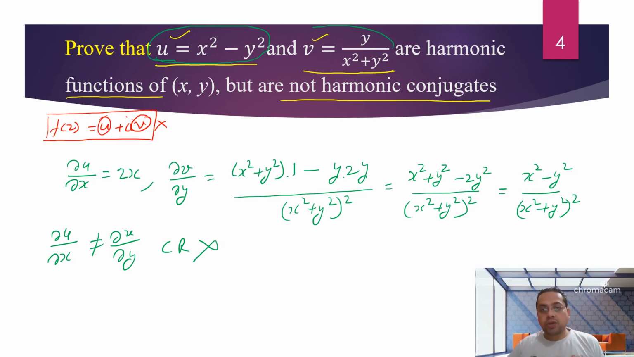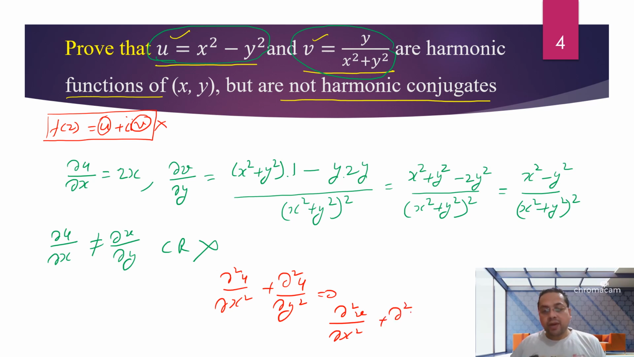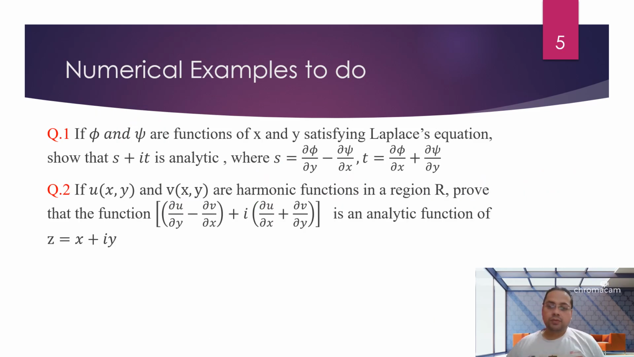are not harmonic conjugate. For proving that u and v are harmonic functions, you have to prove that del square u over del x square plus del square u over del y square is equal to 0, and del square v over del x square plus del square v over del y square is equal to 0. You have to prove these two equations yourself. Now these questions you have to do yourself. I am just giving you the hint to solve it.